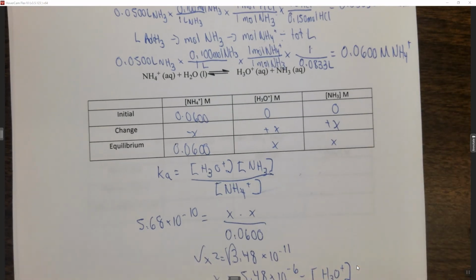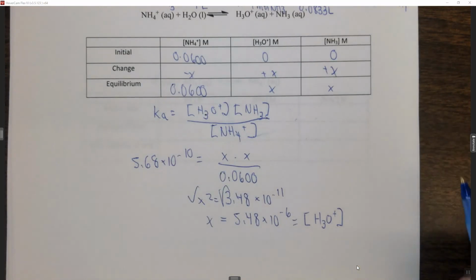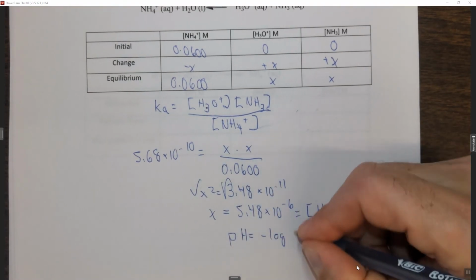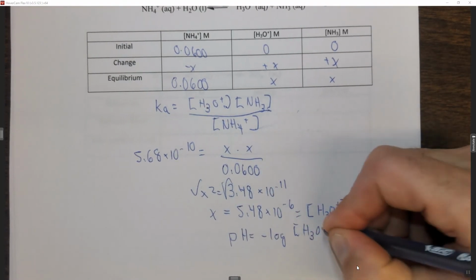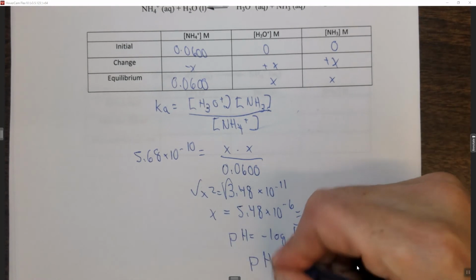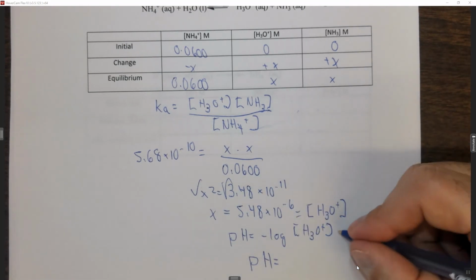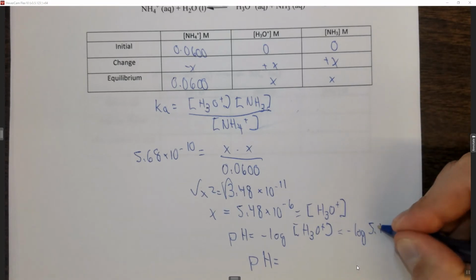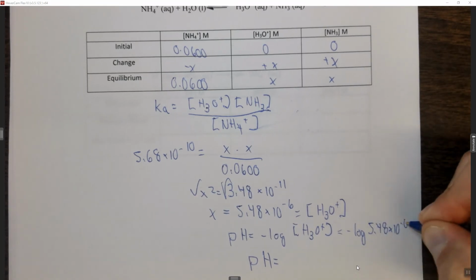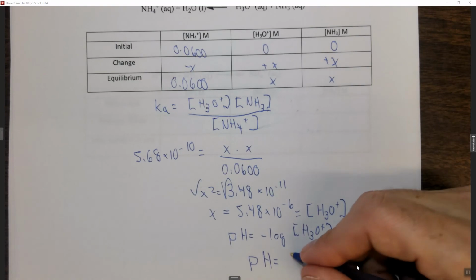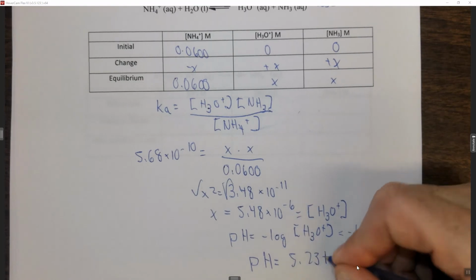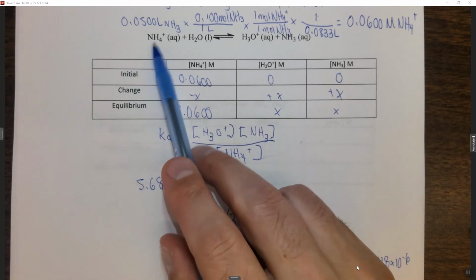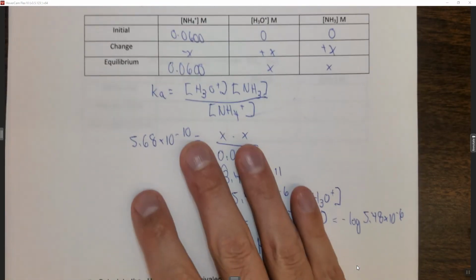Okay, so this is your concentration of H3O plus. Sorry, it's off the screen a little bit there. So we know that the pH equals the negative log of the concentration of H3O plus. So the pH equals the negative log of 5.48 times 10 to the minus 6. The pH equals 5.234, which is slightly less than 7 because we have a weak conjugate base in solution.